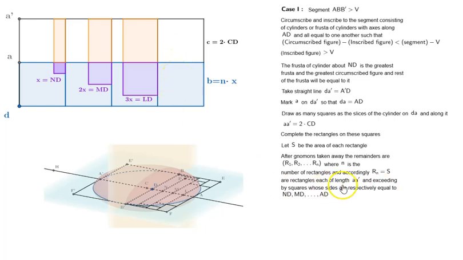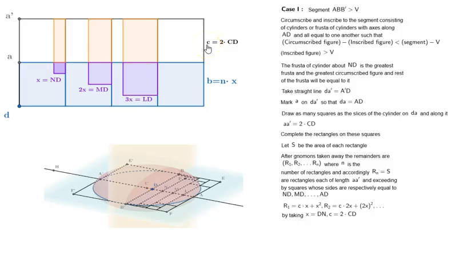They are rectangles each of length A prime and exceeding by squares whose sides are respectively equal to ND, MD, and LD. And finally, AD. Here, of course, there is no more. So, R1 is equal to CX plus X square. Here C is equal to 2 times CD. A prime is equal to 2 times CD.